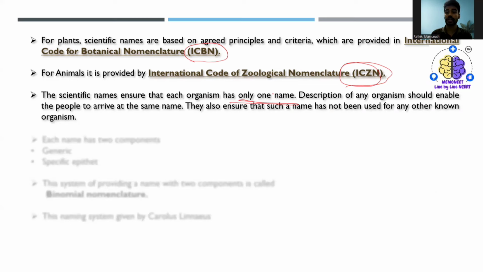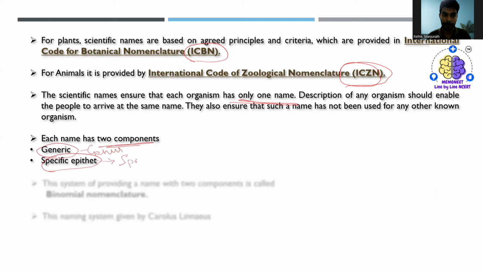So how exactly does the naming process go on? They normally follow two components. One is the generic name, or the genus, and the other is the specific epithet, that is nothing but the species name.